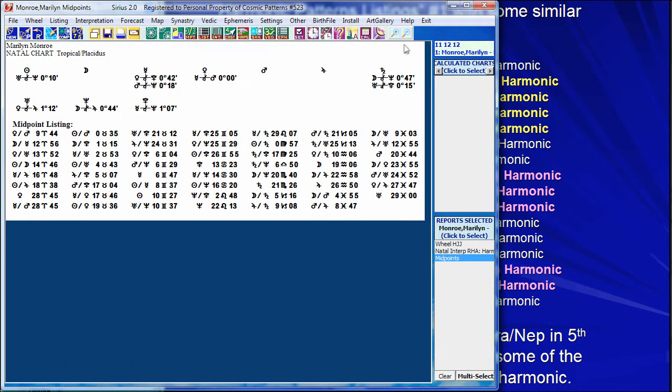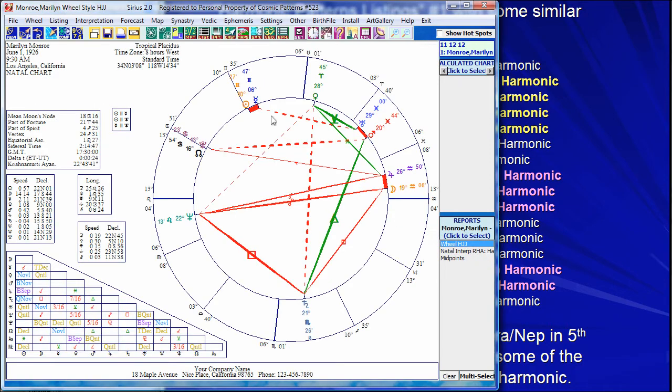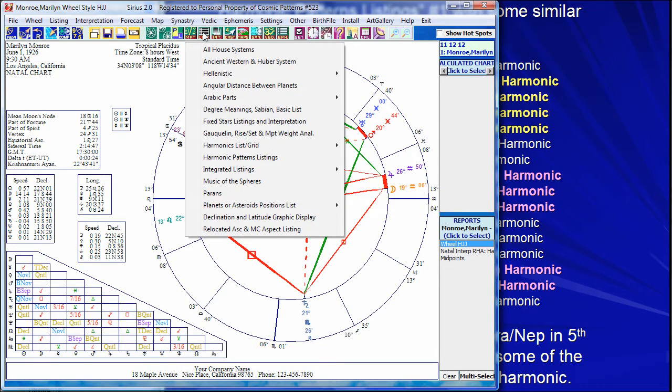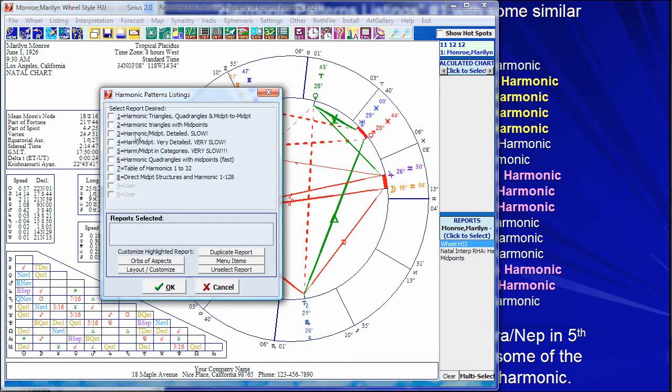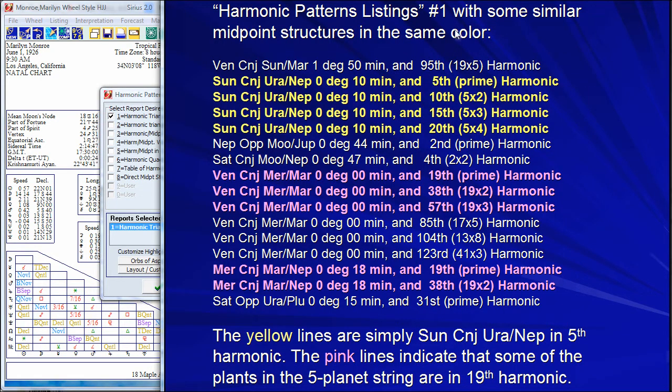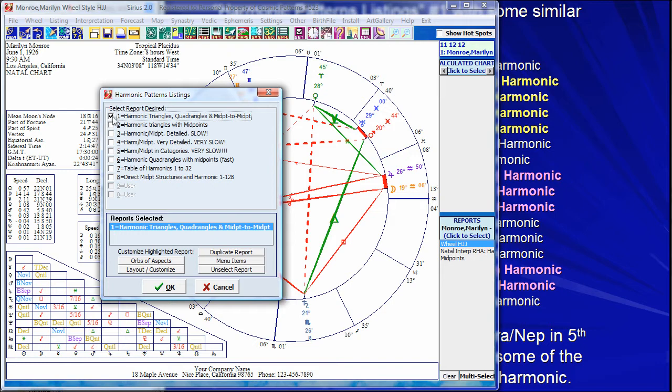Let me close this window. Let's go back to our wheel, we don't really have to go back to a wheel, but just to clear that stuff so it's not confusing you. So I'm back to Marilyn Monroe, I'm looking at her wheel, and I'm going to go to listings, harmonic patterns listings, right here, number 1. Is that what I said I wanted us to do? Actually this is harmonic patterns listing number 8. Sorry about that, I've got a typo here. Let's go to number 8. Okay, number 8.